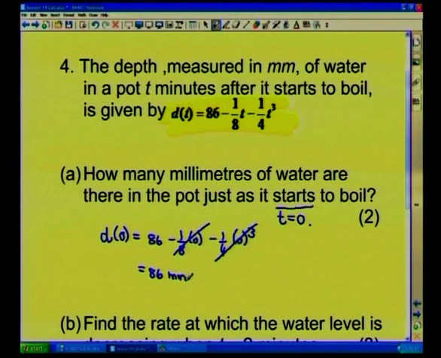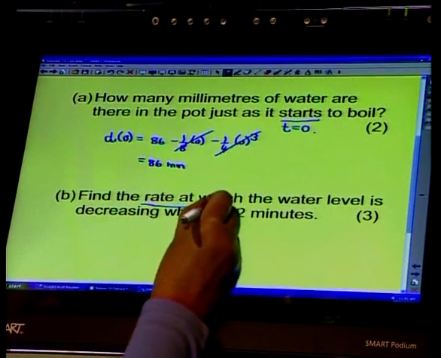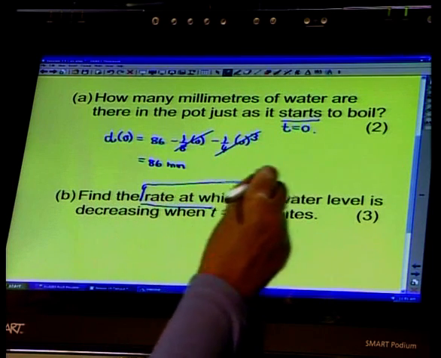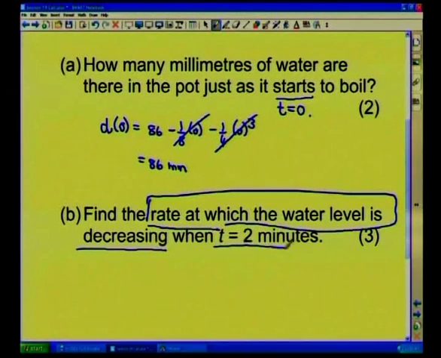Now we go to the next question, and it says, find the rate at which the water level is decreasing. So they're actually telling you something there when T is 2. So right, let's look at it. Rate. As soon as I see the word rate, I know it's the derivative. So we know the equation was D of T is equal to 86 minus 1/8 of T minus 1/4 T cubed. So the first thing we're going to do is we're going to find the derivative.